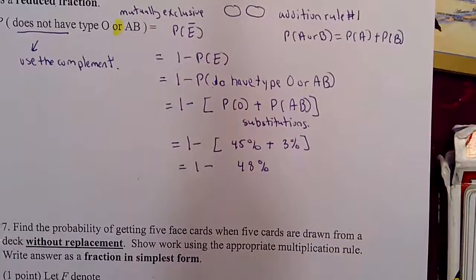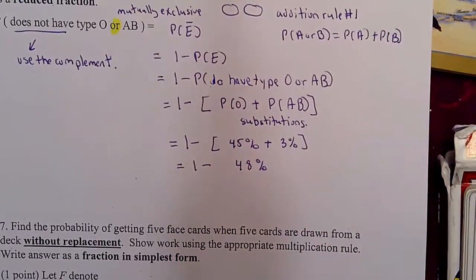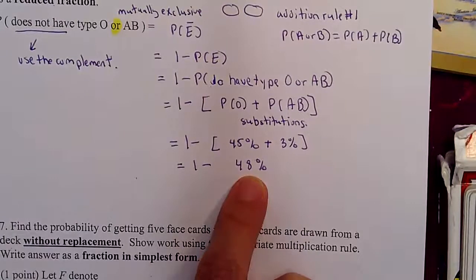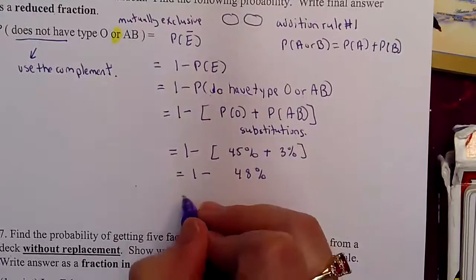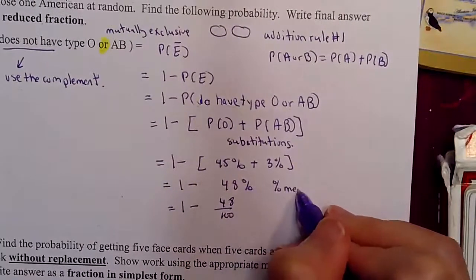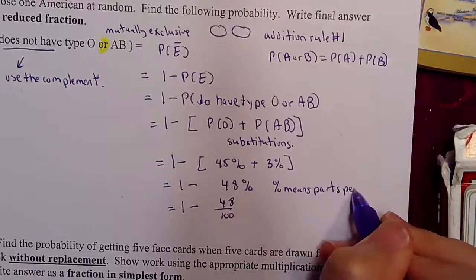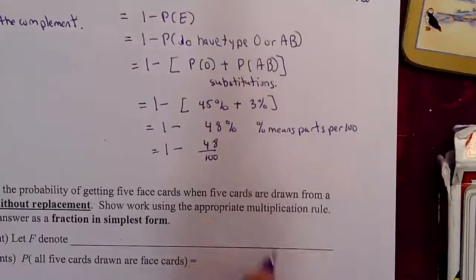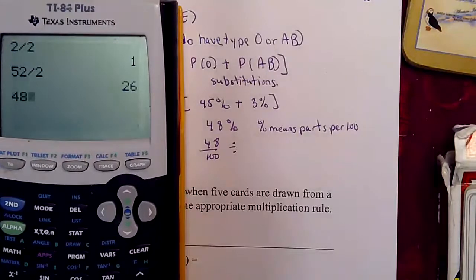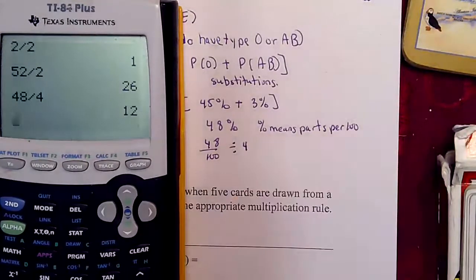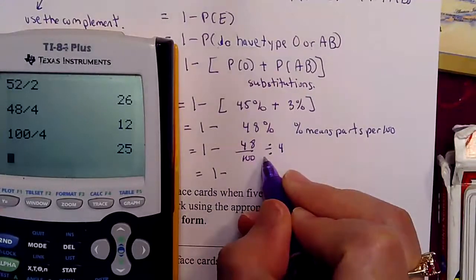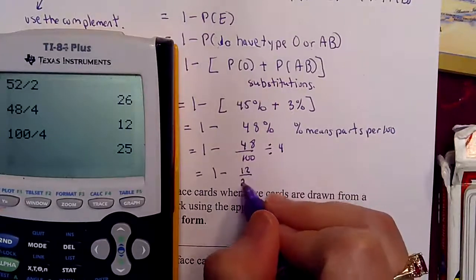Okay, now the thing is, when you combine units, you have to have the same units. So you're going to have to change this. You can change this to a decimal or change it to a fraction, because they did want a fraction. So if you want, you can say 1 minus 48 over 100. Percent means parts per 100. So 48 over 100. And then this can be reduced by 4. 48 divided by 4 is 12, and 100 divided by 4 is 25.